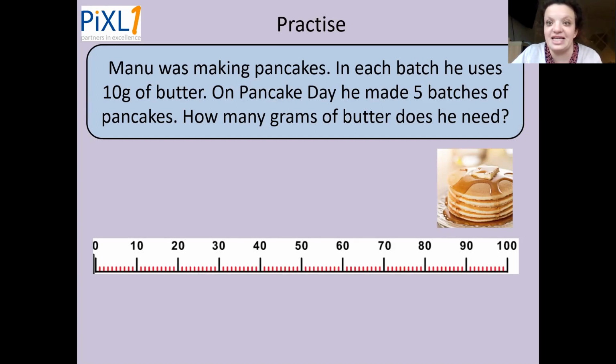So 10 grams in each batch, and he's got 5 batches. How many grams of butter does he need altogether? Off you go, draw it, work it out, use the number line, pause the screen and have a go.